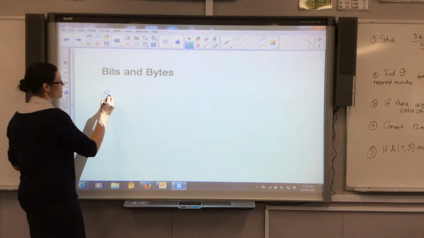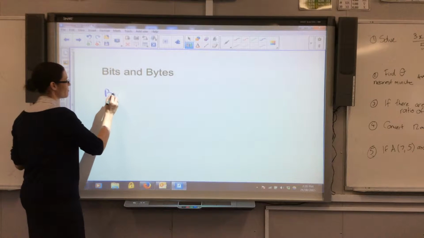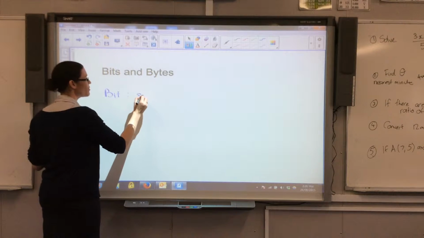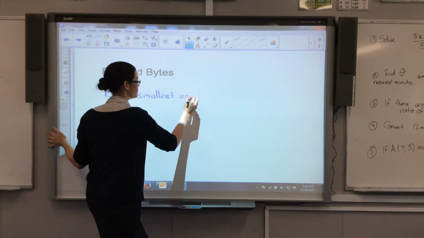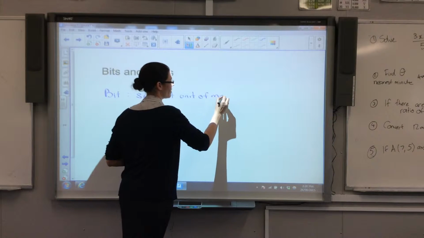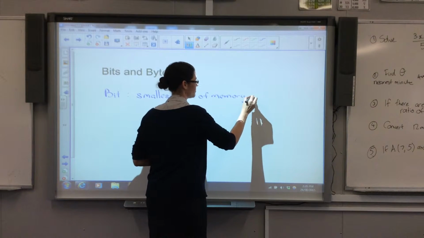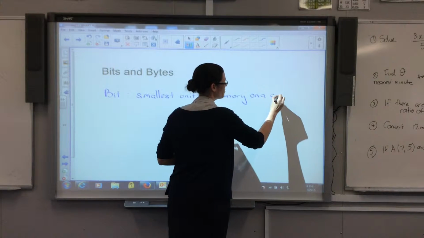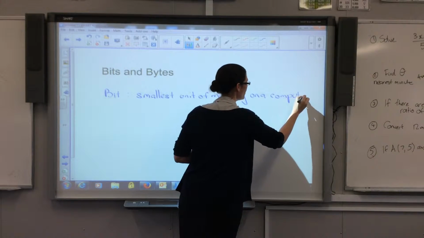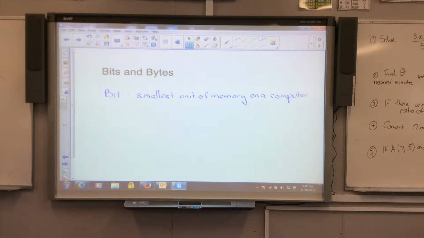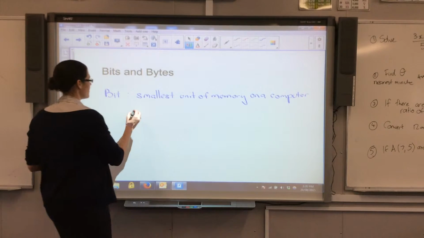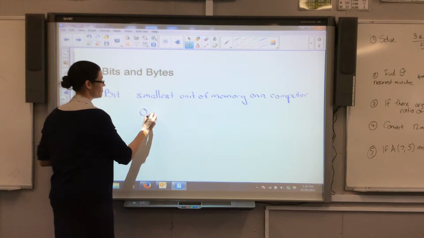So a bit is the smallest unit. We're just saying on a computer, but it's on your phone, on anything. So all electronic devices, the smallest unit of memory is 1 bit. It's a 0 or a 1.